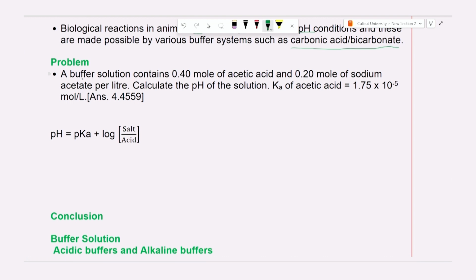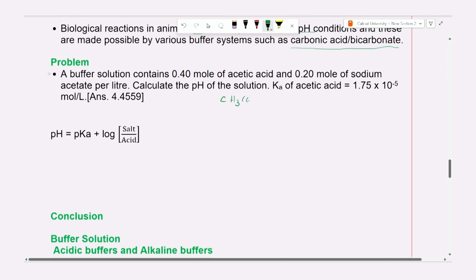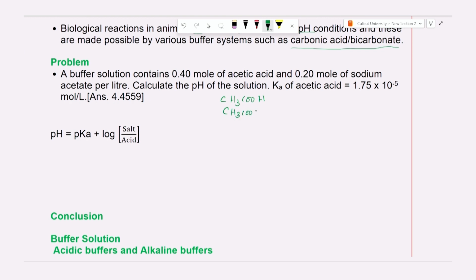Now, here the problem goes like this: a buffer solution contains 0.040 mole of acetic acid and 0.20 mole of sodium acetate. So, it is a mixture of acetic acid and sodium acetate. What is that? It is an acidic buffer. Calculate the pH of the solution. Ka of the acid is given, because it is a weak acid and its salt.